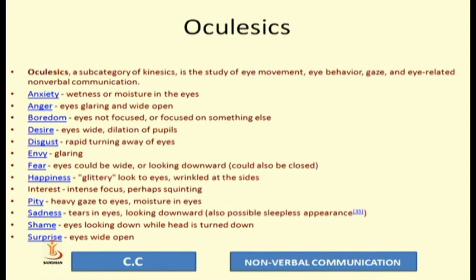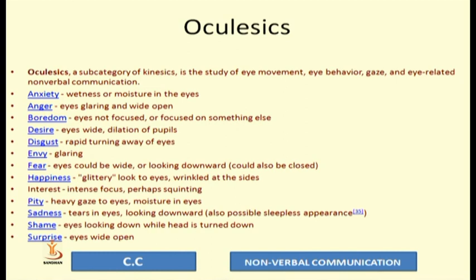Happiness, glittery look to eyes. When you are absolutely delighted, when you get what you want, when you get what you deserve, you are absolutely happy, and that glitteriness can be easily reflected in your eyes.